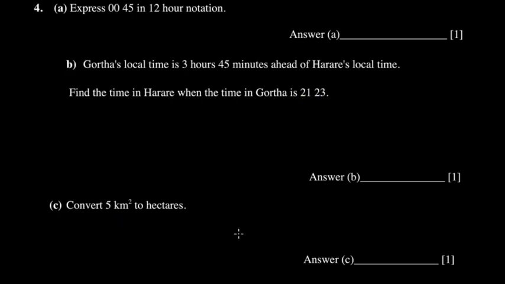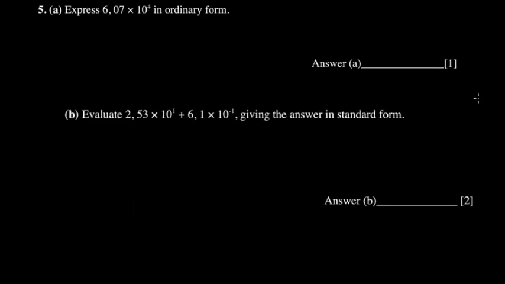Let's quickly move to question 5. Express this in ordinary form. So express 6.07 in ordinary form. Times 10 to the power 4 simply means times 1, 2, 3, 4 zeros. So times 10,000.